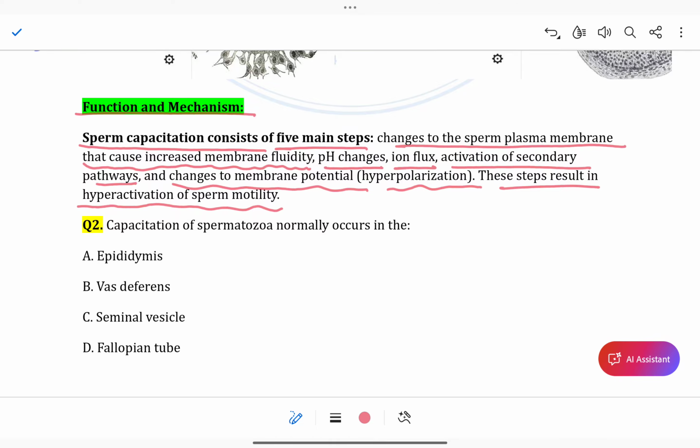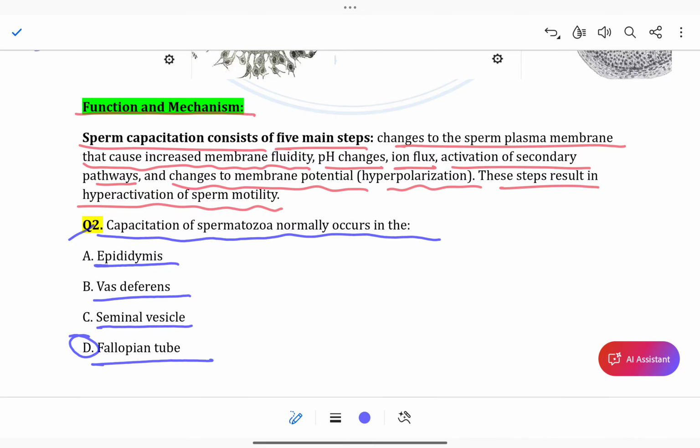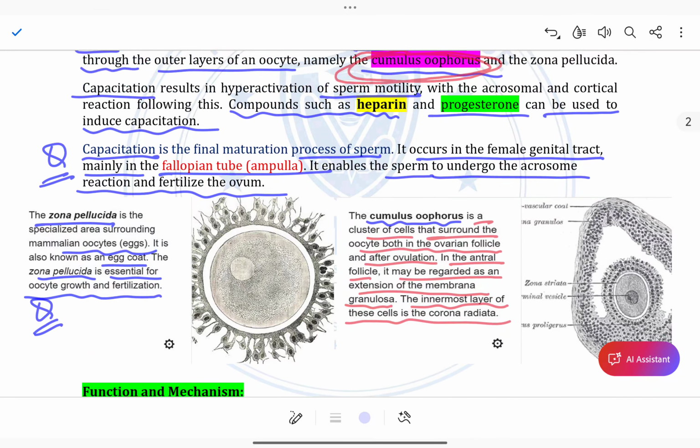Come to the second question. Capacitation of spermatozoa normally occurs in, I have already explained, you should answer it. Epididymis, vas deferens, seminal vesicle, or fallopian tube. So our answer is very easy: fallopian tube. Capacitation of spermatozoa normally occurs in the fallopian tube.